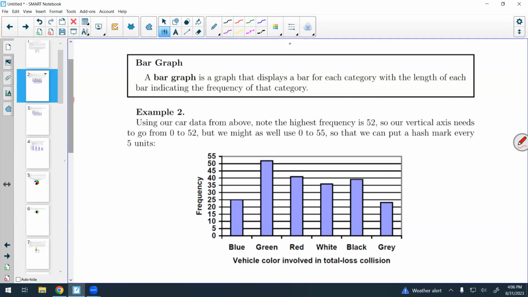Now something I like to do on a bar graph, mainly because I'm not going to take the time to measure exactly, is write the frequency at the top of the bar. That way you know exactly what it's supposed to be. You don't have to, but that is my recommendation. Any questions on bar graphs?